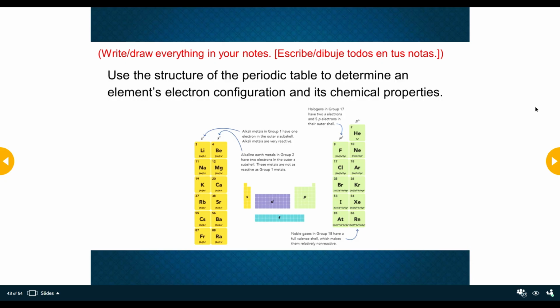Unlike those two groups, alkaline earth metals in group 2 have 2 electrons in the outer S subshell. These metals are not as reactive as group 1 metals. It is much harder to lose 2 electrons than it is to lose 1. Noble gases in group 18 have a full valence shell, which makes them relatively non-reactive.